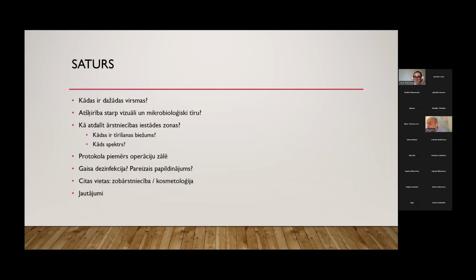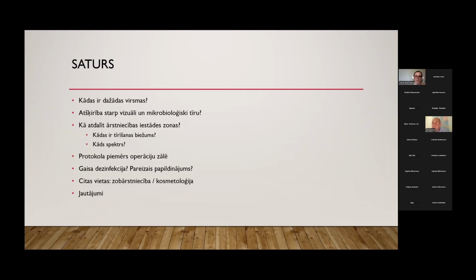How do we split hospital areas? What are the different frequencies? Which spectrum do we need to reach? We'll take an example of a protocol in the operating theater. We'll discuss airborne disinfection. I think it's also an interesting topic. And I put the question: is it the right complement after the surface cleaning?